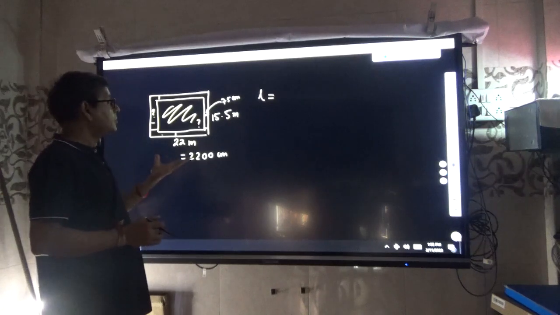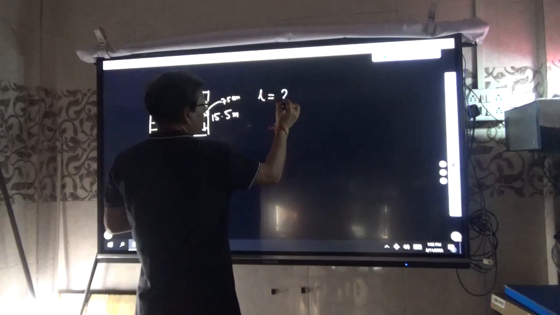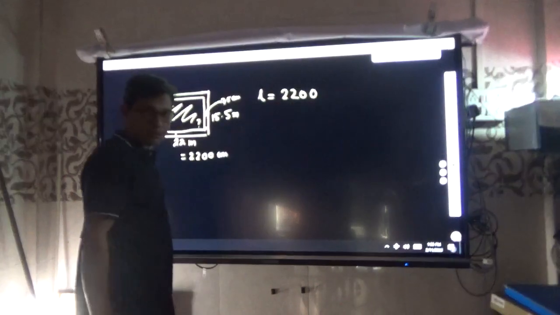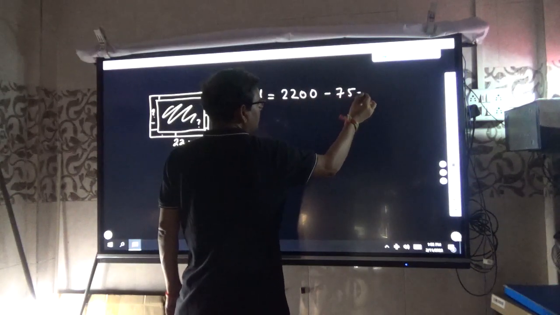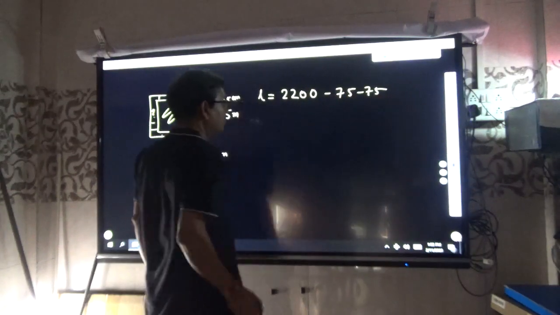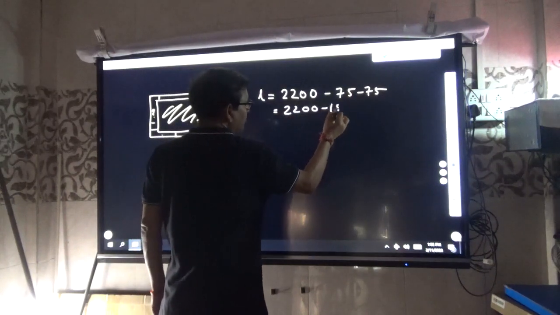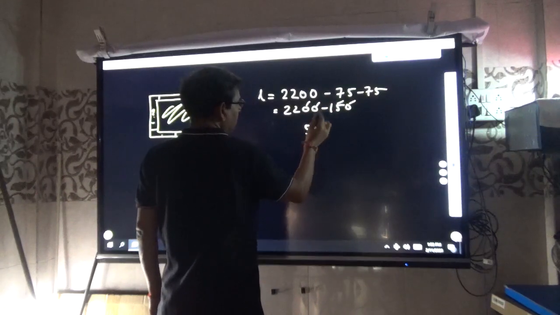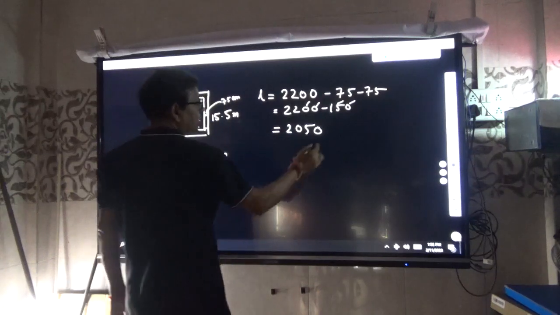So what is the length of the carpet? Length of the carpet is 2200 centimeter minus 75 minus 75, means 2200 minus 150. It is 2050 centimeter.